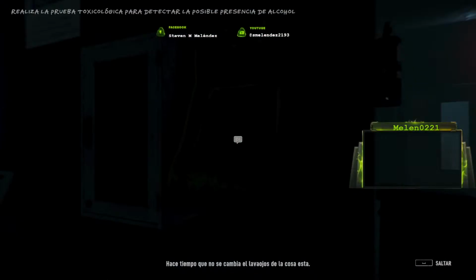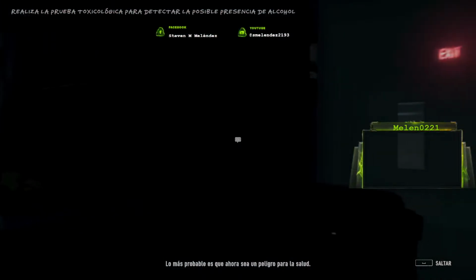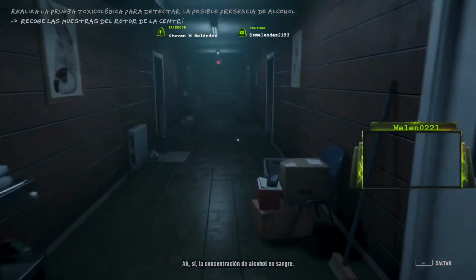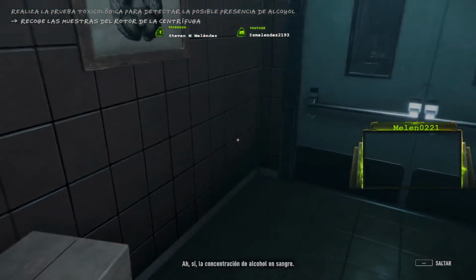It's been a while since the eye wash in this thing's changed. It's probably a health hazard now. Where were we? Oh yes, the blood alcohol concentration.